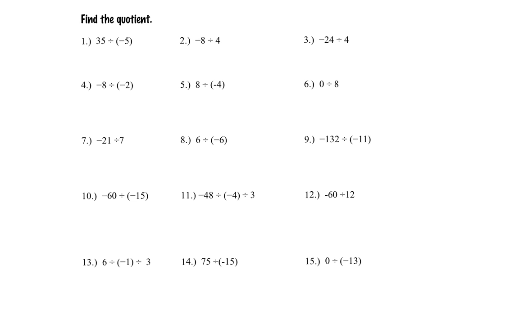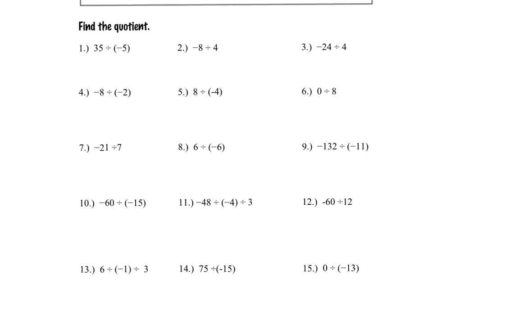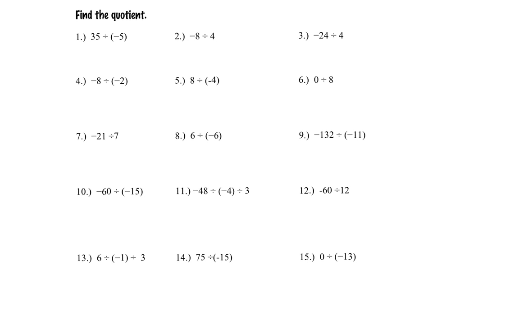Okay, so just like all other operations, we're going to start by asking same signs or different signs. So on number 1, hopefully you see that these have different signs, so that means my answer will be negative. Number 2, they also have different signs, so my answer is negative. Number 3, they also have different signs, so my answer is negative. And notice I'm dividing just like normal. The big thing I need to pay attention to is if they have the same signs or different signs.